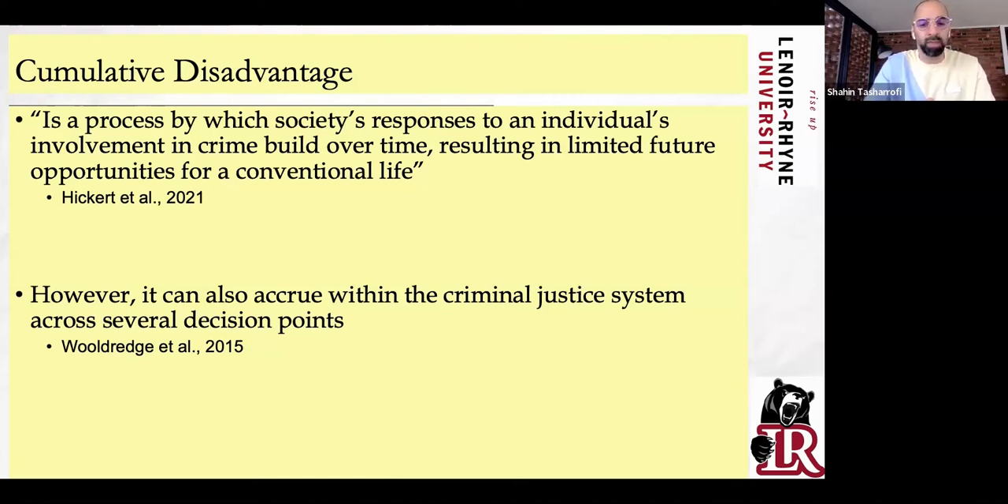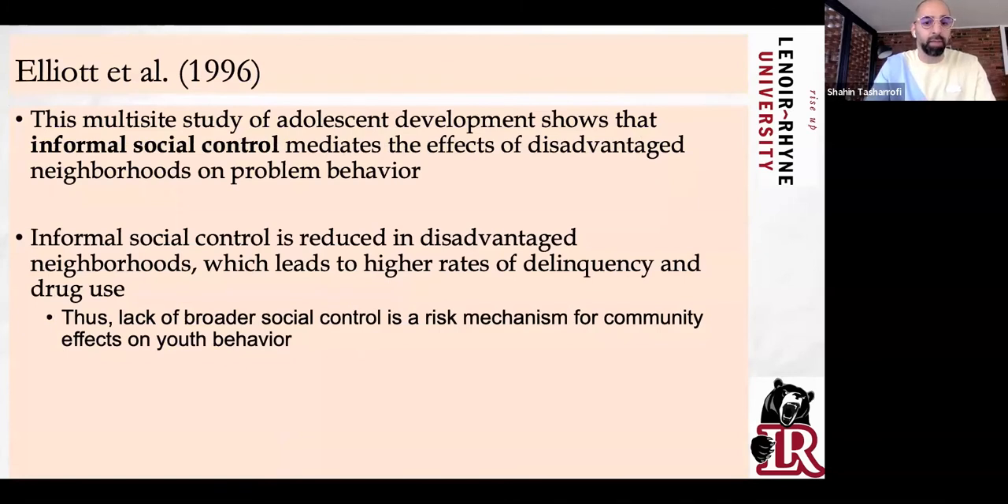But again, some of this disadvantage would be related to society and not necessarily the criminal justice system. For example, having different opportunities in society could really affect the life chances of racial minorities and increase their chances of being involved in the criminal justice system.